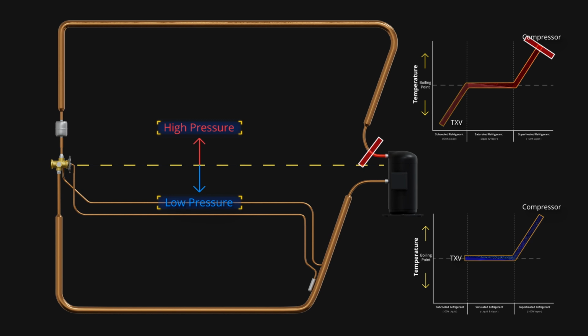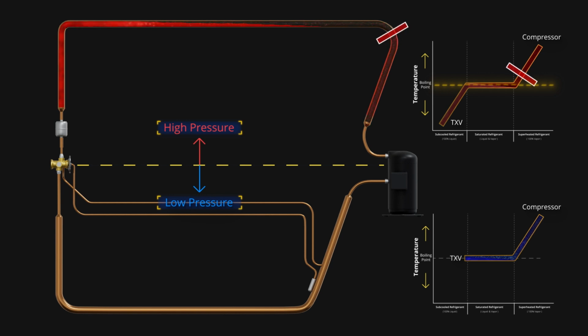The high pressure, high temperature superheated vapor from the compressor is then sent to the condenser through the hot gas discharge line. The condenser rejects heat. The superheated refrigerant drops in temperature until the first drop of liquid refrigerant is formed. The refrigerant is now saturated. This process is known as desuperheating.